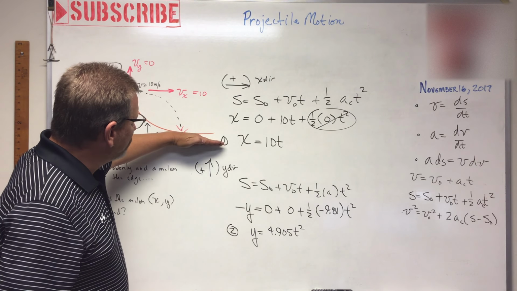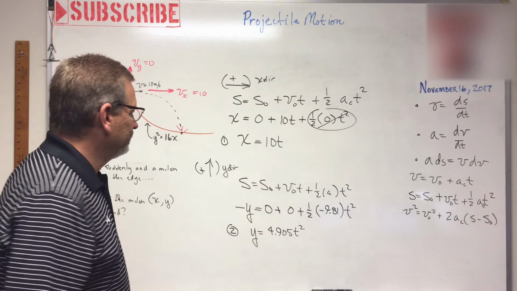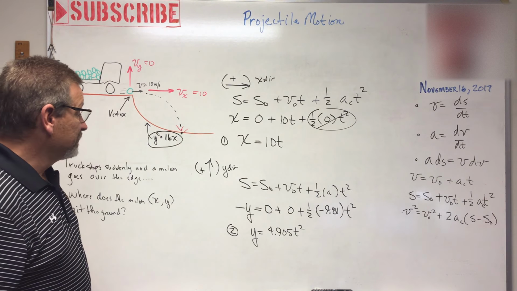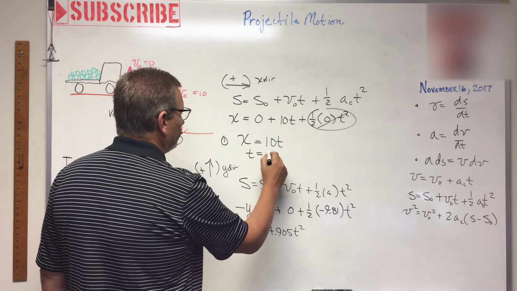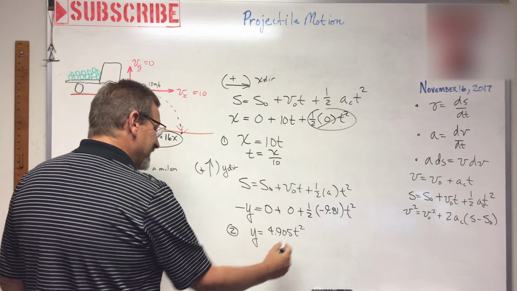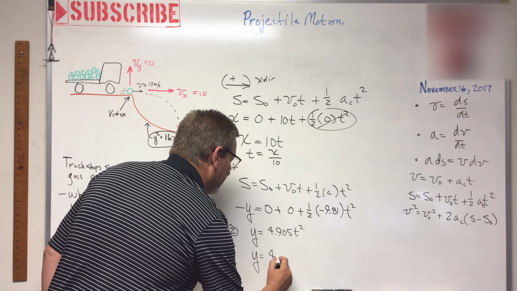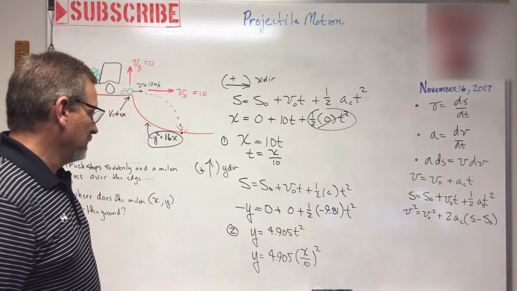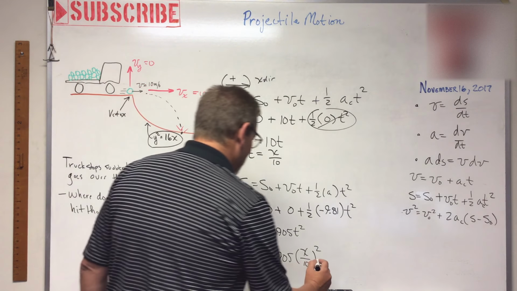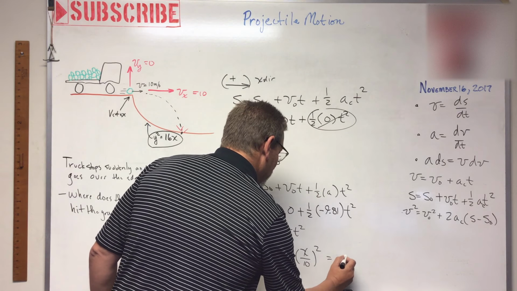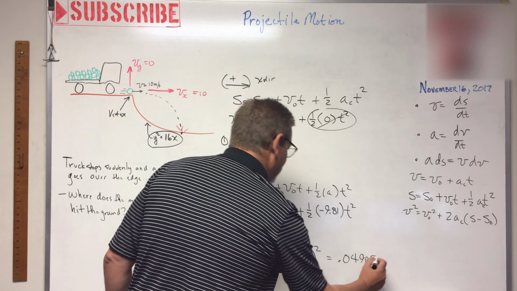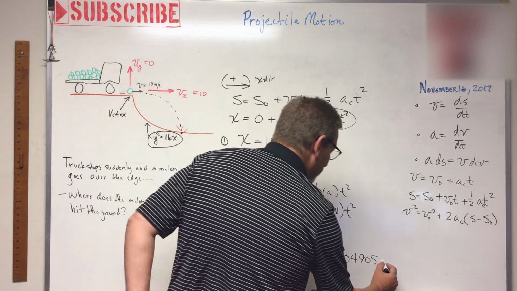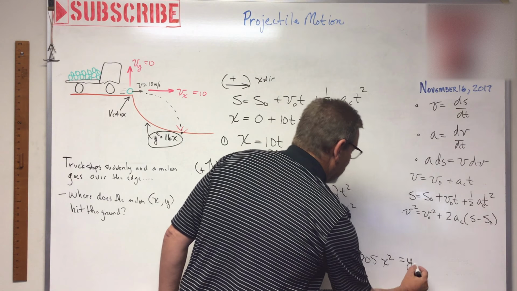Okay, so there's an equation for x, there's an equation for y with time in there. Now, do we have any other equations that have x and y in them? Oh, you know what? We do, right there. So let's solve this equation for t. So t is equal to x over 10, and let's plug that in for t right here. So I get y is equal to 4.905 times x over 10 squared. Let's see, can we do that? Yeah, we can do that, right? Because that just turns into 0.04905, right? That's going to be 100. So that divided by 100, move the decimal over two places. You get that times x squared, okay? So there you go. There's one equation for y.